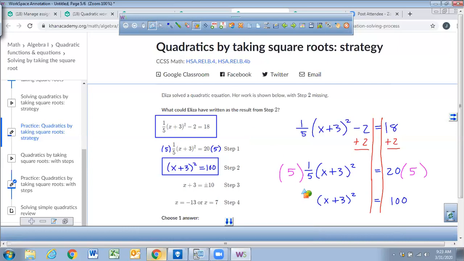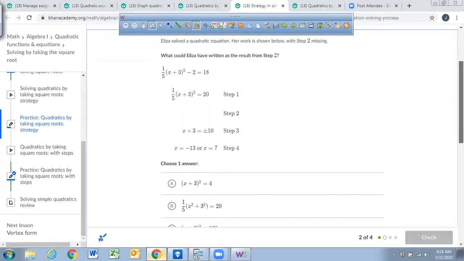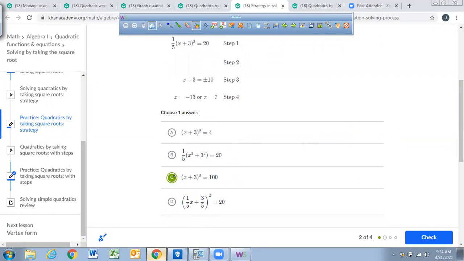We're not going to work this all the way out. It looks like we worked it out already. Took the square root of both sides, got plus or minus 2, subtracted both sides, and got these 2 answers. We're going to look for an answer that looks exactly like that: (x plus 3) squared equals 100. Right there. There it is.